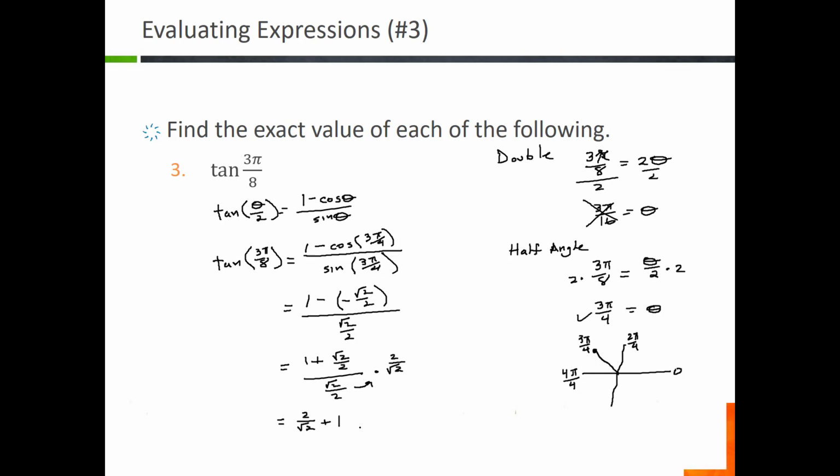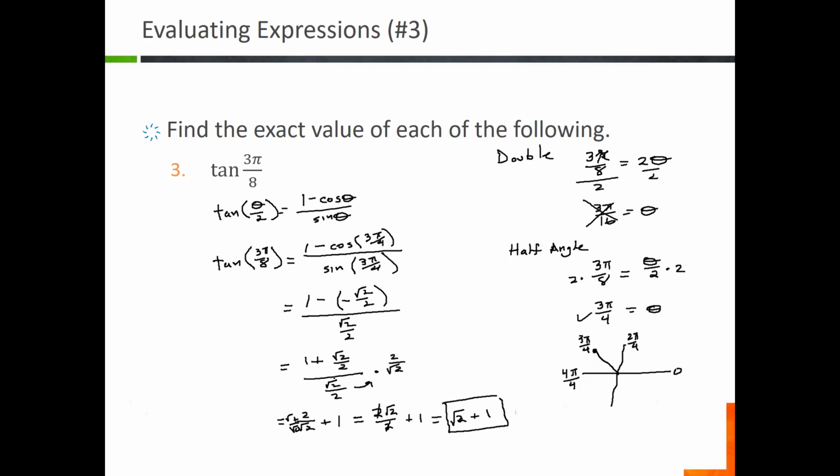And then we could simplify this more. So just for fun here, 2 over root 2, if you rationalize the denominator, would be 2 root 2 over 2. So you multiply top and bottom by root 2 over root 2. So 2 root 2 over 2 plus a 1, the 2's cancel, and you're left with root 2 plus 1. And so that would be the nicest, simplest answer that we could have.